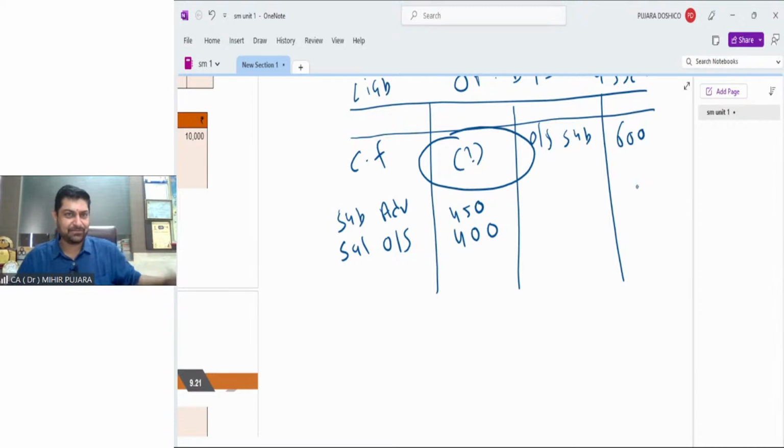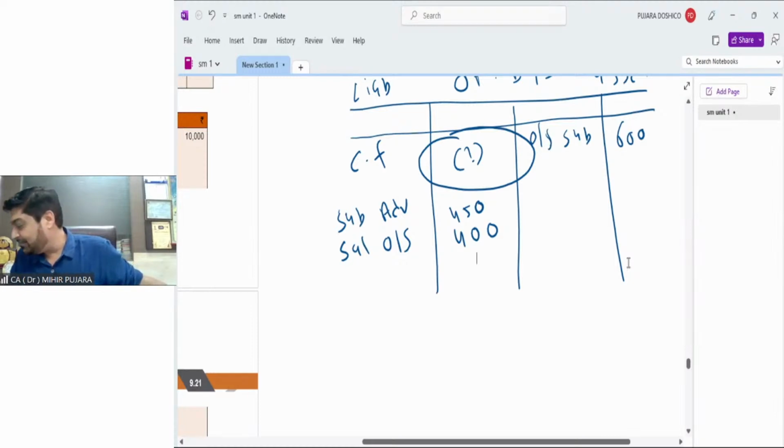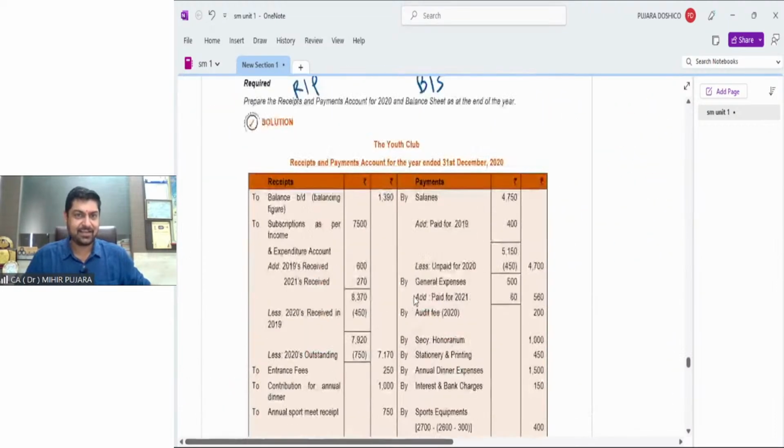General expenses, is it of current or prepaid? We will write it in current or balance sheet. Audit fee for 2020 is yet unpaid. It is also of the current year. During 2020, audit fee of 2019 was paid, 200. So tell me how much audit fee of last year is outstanding. Read the audit fee sentence very carefully.